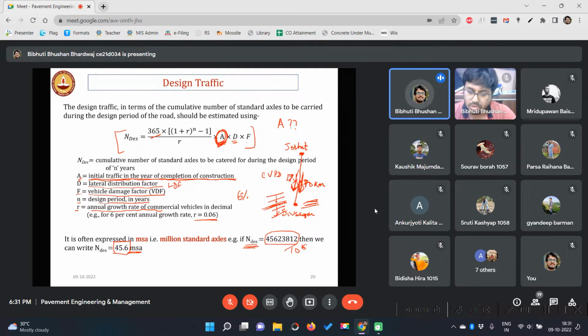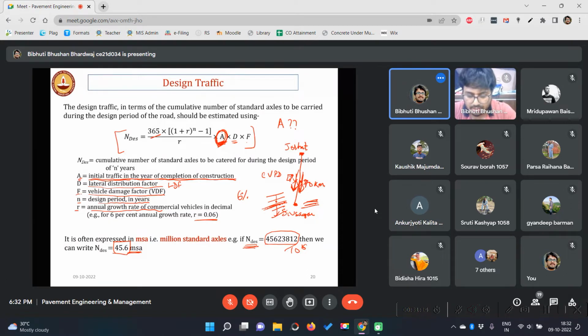Okay, so what are the vehicles you will count? Only the trucks, buses, and we will exclude bikes and private cars. Even all rickshaws and the other light vehicles, you will exclude. So that way you can get A.